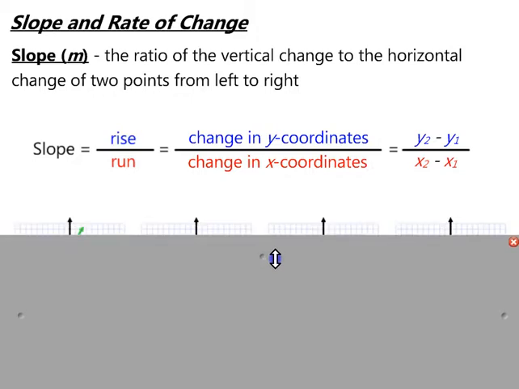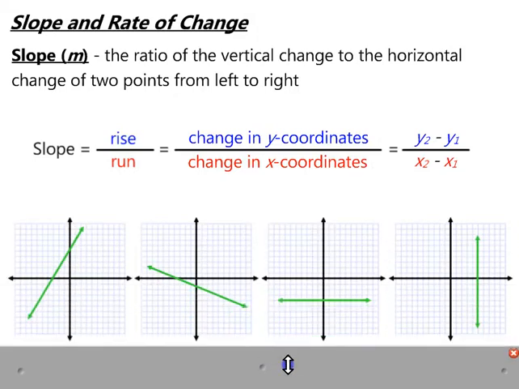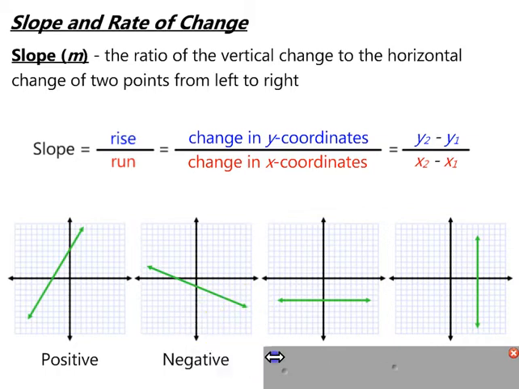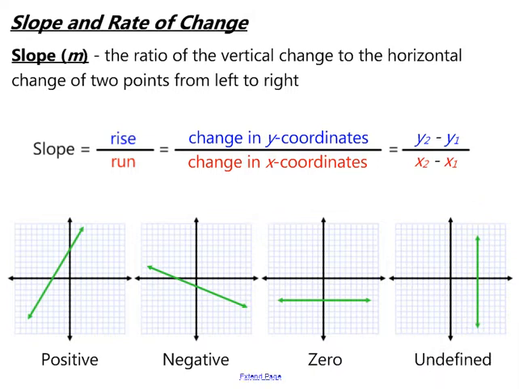Now when we talk about certain types of slopes, from left to right, if your line is going upwards, we call that a positive slope. From left to right, if your line is going downwards, we call that a negative slope. If your line does not go up or down, but it's just horizontal, it's a zero slope. And if your line just goes straight up and down and is vertical, then we call that an undefined slope.